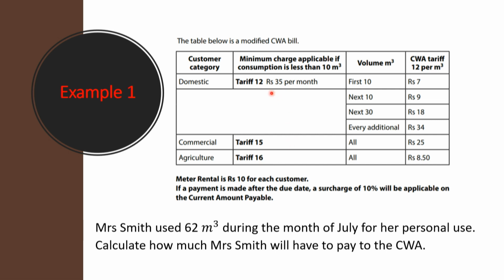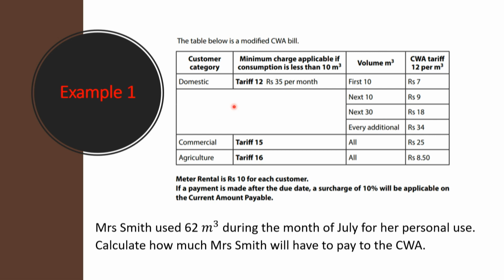Now, there is a minimum charge which is applicable if our consumption of water is less than 10 meter cube. That is, if we use less than 10 meter cube, our tariff is going to be for domestic 35 rupees per month. Now, in case we use more than 10 meter cube, the tariff is going to be different. That is, for the first 10 meter cube, we will pay 7 rupees per meter cube. This is for domestic use. For the next 10 meter cube of water that we will use, we will pay 9 rupees per meter cube. For the next 30 meter cubes of water, we will pay 18 rupees per meter cube. And then for every additional meter cube of water that we will use, we will be charged 34 rupees per meter cube. This is for domestic use.